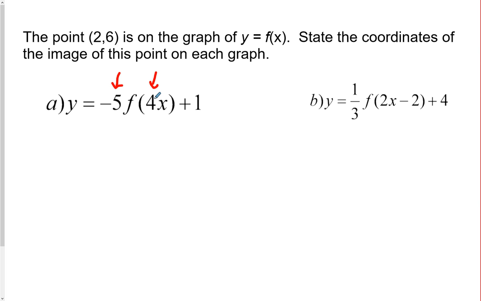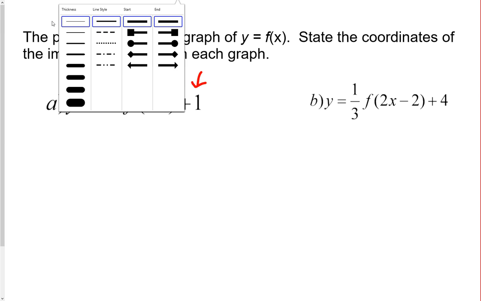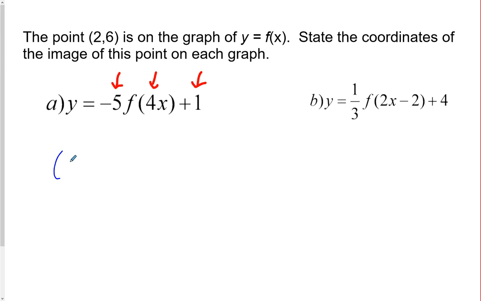I'm dividing my x values by 4. And I'm adding 1 to my y values. So let's write out what that would actually look like for our point. Our point is 2, 6. Well, my first operation, I'm saying, okay, I'm dividing my y values by -5. So let's take my y values and divide them by -5.